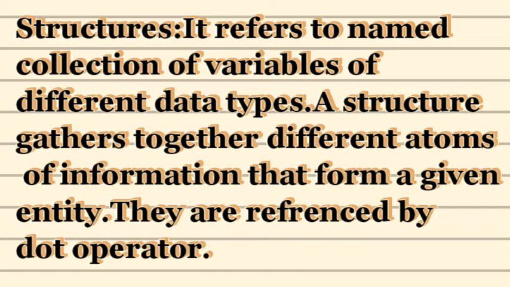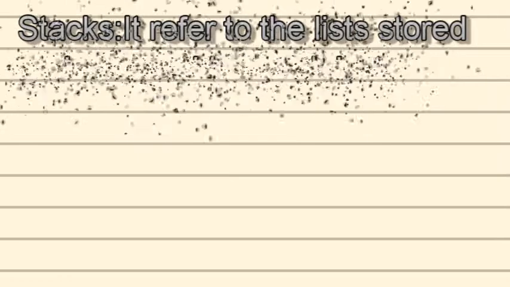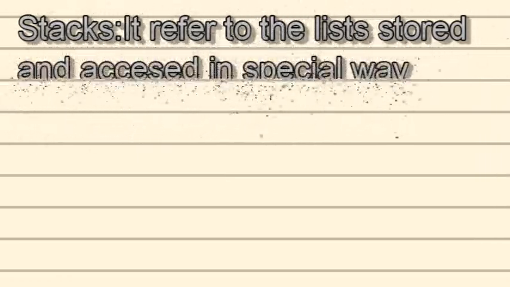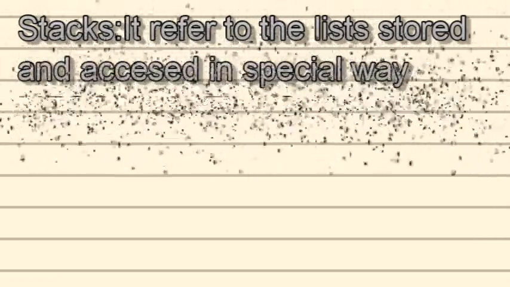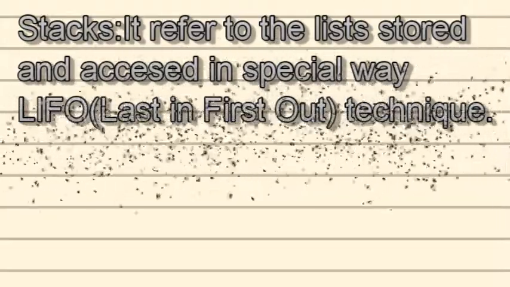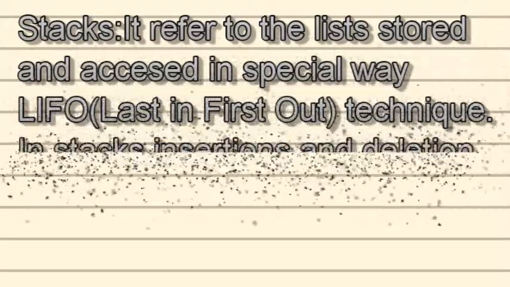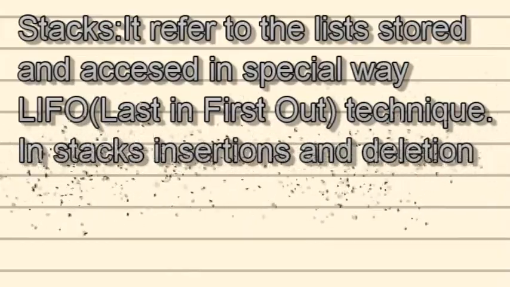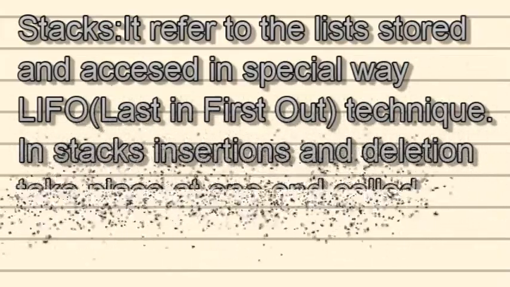Now I'm going to discuss the compound data structures, that is linear and non-linear data structures. These are part of compound data structures. First of all, let's start with stacks. Whenever I'm talking about a stack, you need not go anywhere. Just look around at your place. Like when you keep books one upon the other, that is also a stack.